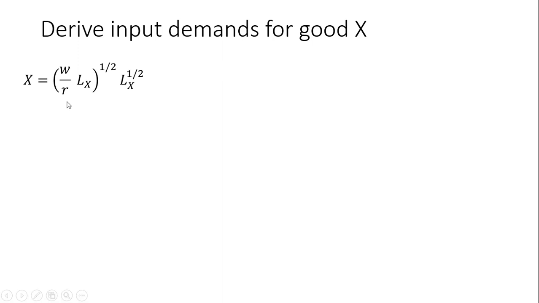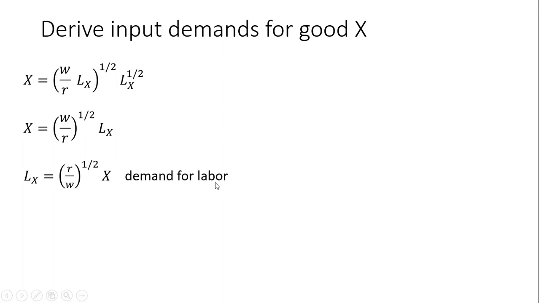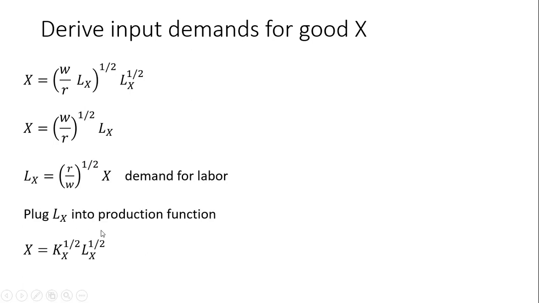So rewriting that last step from the last slide. Doing some simplification here. Square root of L times the square root of L is just L. And now solving for L. So we have the demand for labor. This X here, there's a little bit of a gap here, but this X is being multiplied by this stuff right here. So let's take this labor demand and plug it back into the production function.